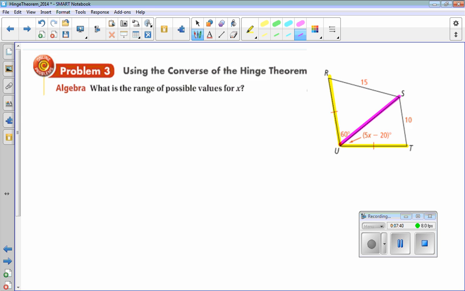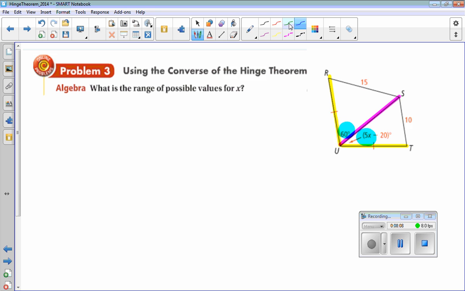Now we can look at their included angles. And their included angles are 60 and 5x minus 20. Okay? So what we want to do is look at the sides they're across from. Which one looks bigger? The 60 or the 5x minus 20? The 60 is bigger. Why? This is across from the 15. And 15 is bigger than 10. Would you agree with that?